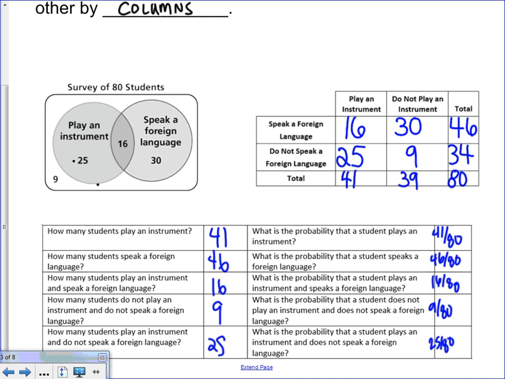Okay. But the key piece is, today we're going to have two different types of tables. Some tables, like the one we have on the screen right now, where we're just counting up the number of people that do a certain thing. And then other tables we're going to create are going to have probabilities in them, so we're going to have to divide the numbers by the total.